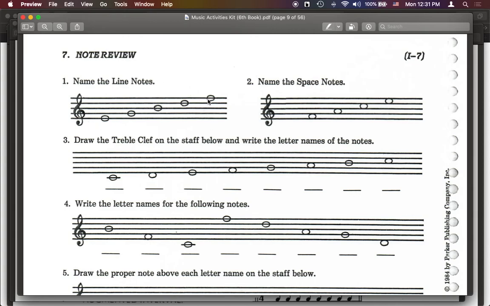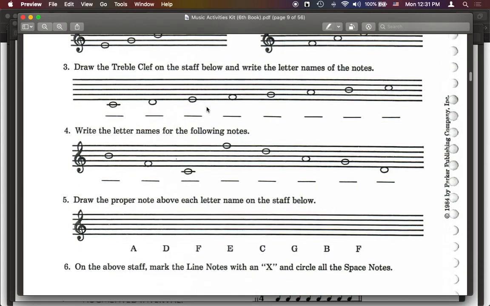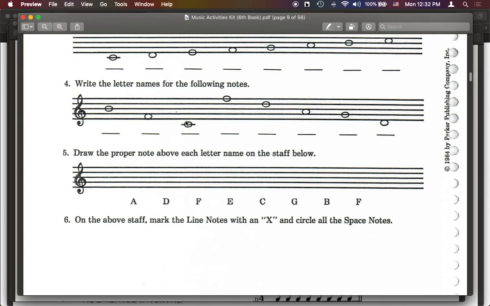Now, on number 7, we have a note review. You know these because they're in order. Every good boy deserves fudge and face. Here you're going to name them. You might have to look on the last page to find these notes here, or these notes.